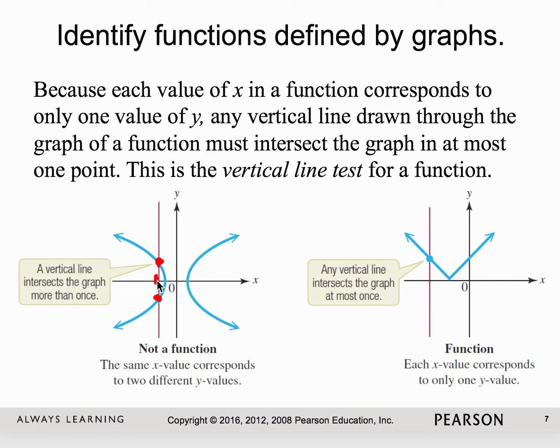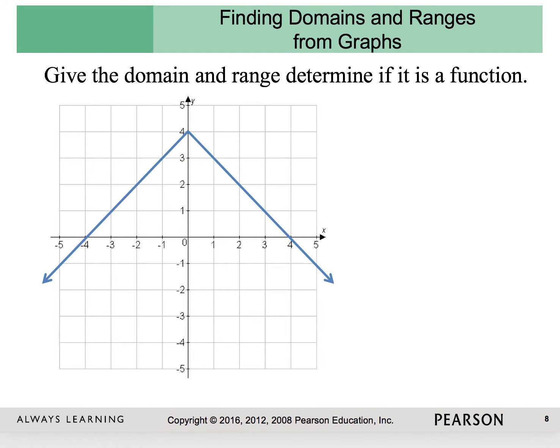That means for this x value right here, there's a y and there's a y. So not a function. Over here, it doesn't matter where I draw my vertical line. There's nowhere I can draw a vertical line that crosses this graph more than one time. So for every x, there's exactly one y. So the vertical line test is how we tell, when we're looking at a graph, if something is a function. So for example, I can tell right away that this is a function. Is it a function? Yes, because there's nowhere I can draw a vertical line that will cross that graph more than one time.